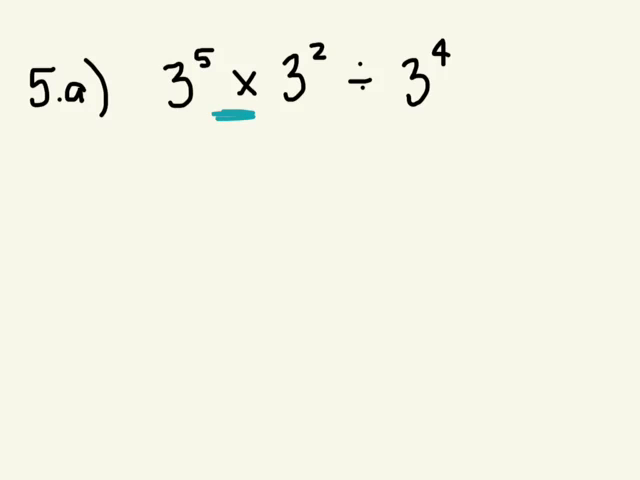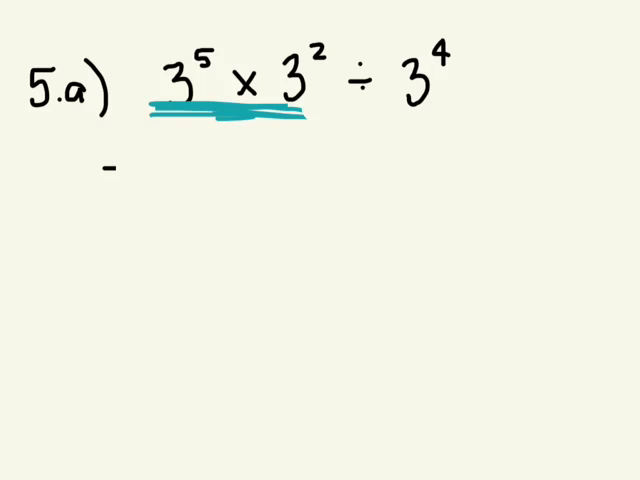So what's going to come first, multiplication or division? It's still in the order it appears. So we're going to do this first. We're going to simplify the multiplication. I'm going to color code it. What's 3 to the power of 5 times 3 to the power of 2?